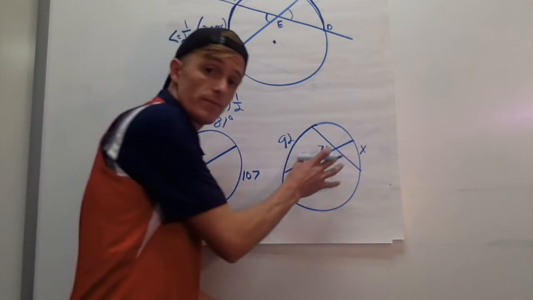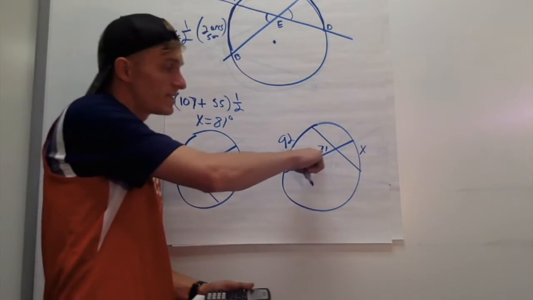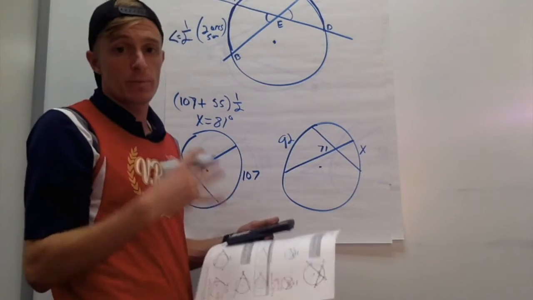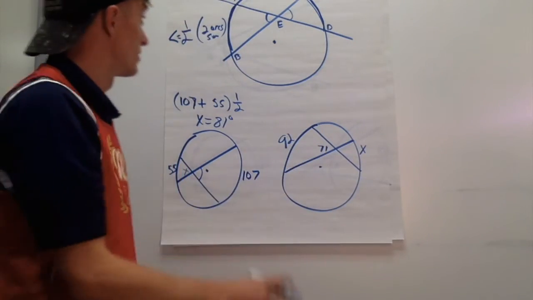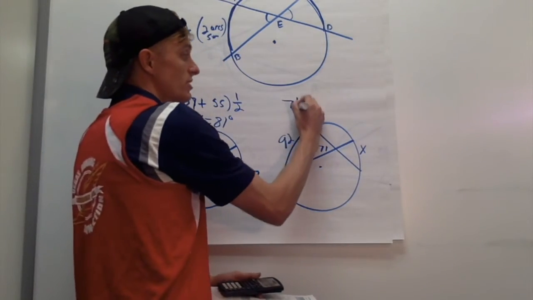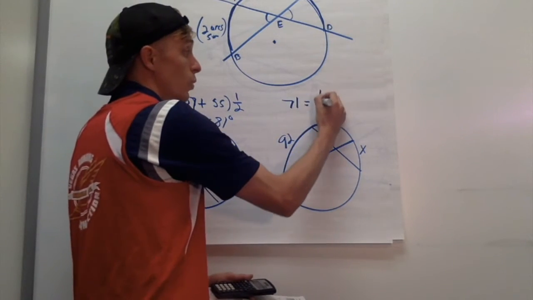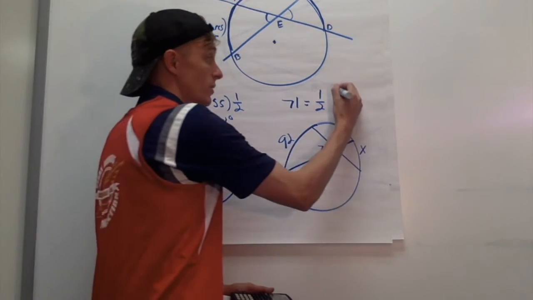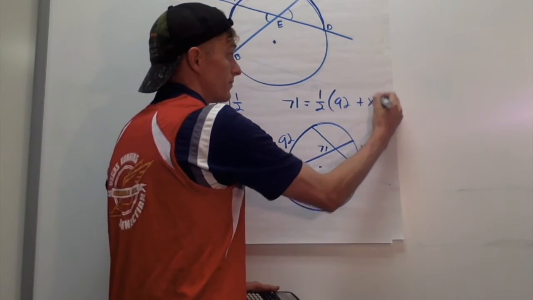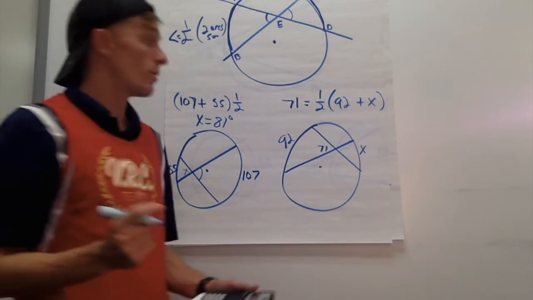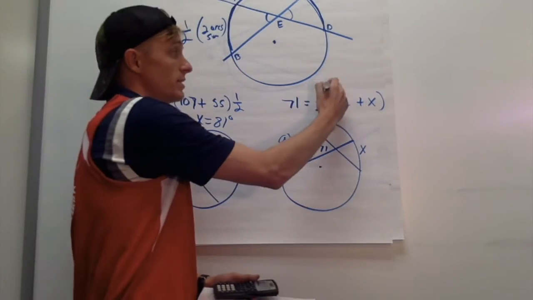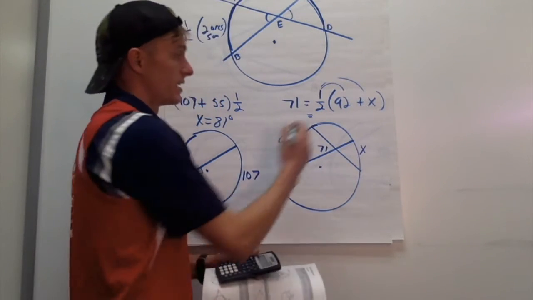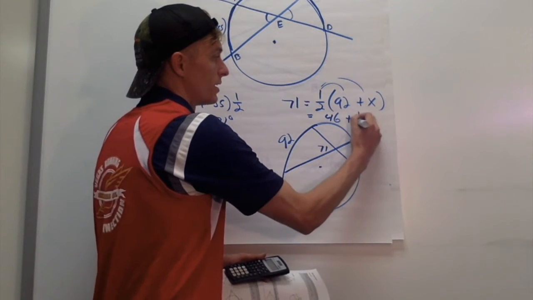Okay, let's try another one. Number 2. This time they gave us an angle measure, and they said find one of the other arcs. So we have to set up an equation to find x. Let's use our equation here. I know that my angle measure is 71, and it's equal to 1/2 the sum of the two arcs. So I just go 92 plus x. Now we have to solve this equation, so we have to distribute the 1/2. 92 times 0.5 is 46, plus 1/2 x.